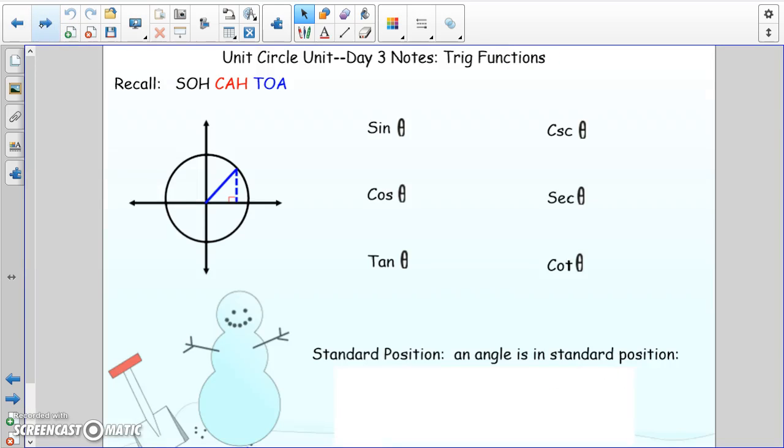Okay, as for our notes today, we're getting into a little bit more with our trig stuff. We're going to be looking at our 6 trig functions. What you've worked with in the past is the sine, cosine, and tangent, and today we're adding the 3 reciprocal functions. So cosecant is a reciprocal function to sine, secant is a reciprocal function of cosine, and cotangent is the reciprocal function of tangent.